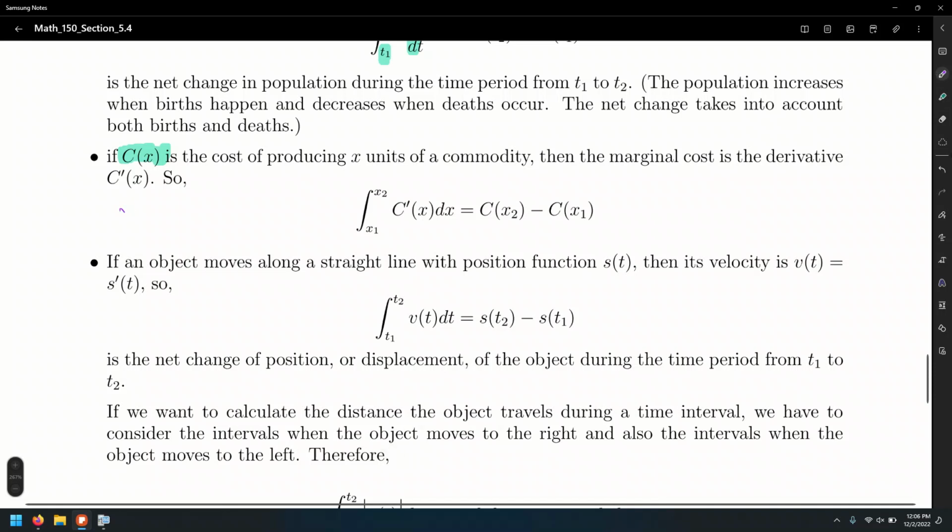Let me read. I think it's dC/dx. How much is the cost changing? If we integrate, we can find out the net change in the cost of producing between x1 and x2 units of a particular product.